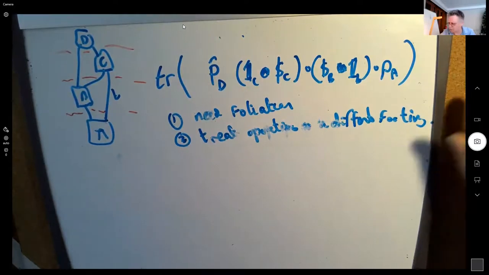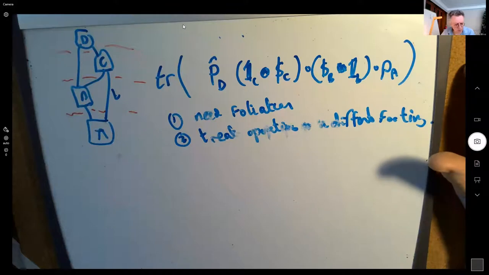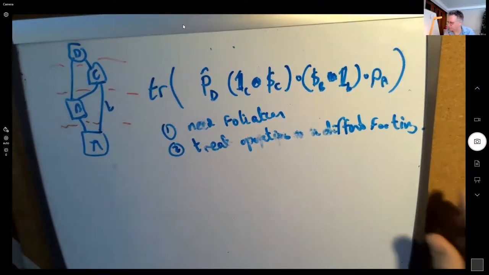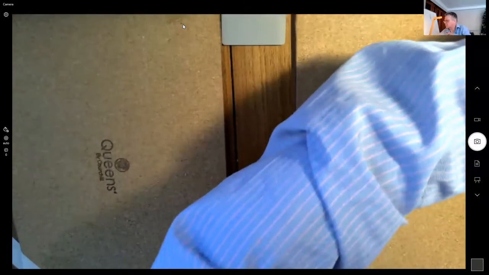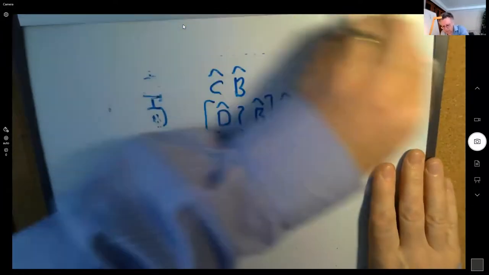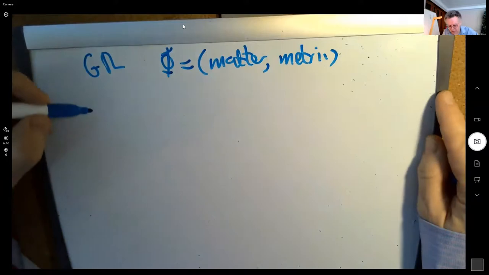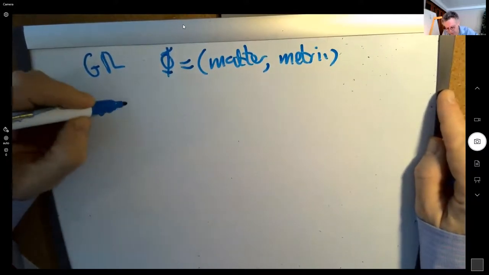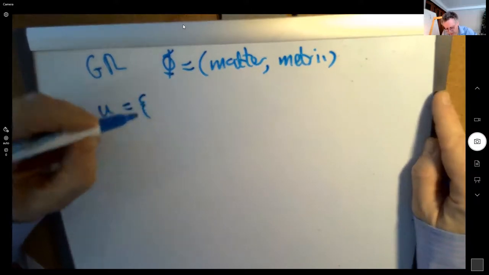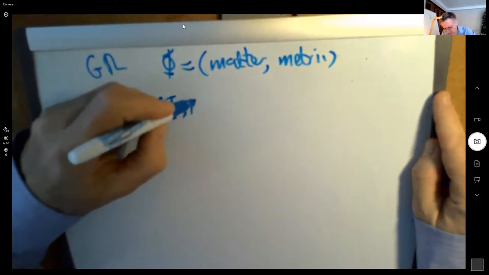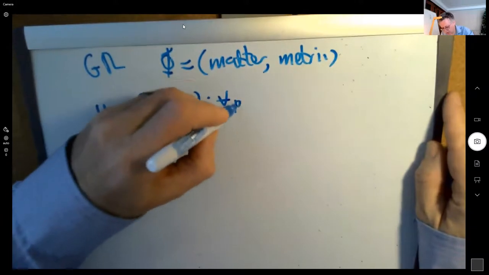I don't want to go on too much over the 2 hour mark. So let me just talk a little bit about general relativity in this kind of operational framework. So in general relativity, what you have is some fields: matter fields, and the metric field. And a solution, we call a solution U, in general relativity is given by providing the fields at each point P for all points P in a manifold.